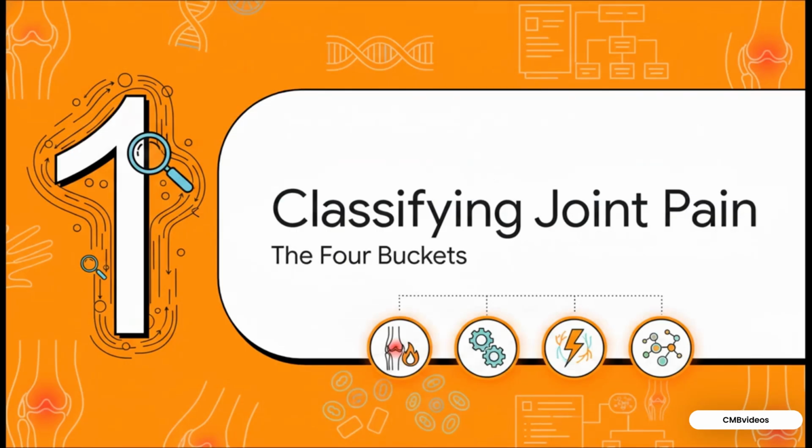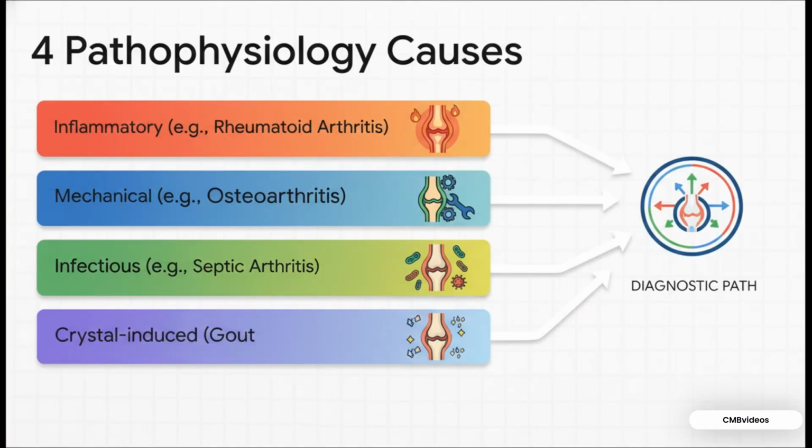Section 1. Classifying joint pain into 4 pathophysiological buckets. To solve the medical mystery of joint pain, doctors don't just guess. They have to categorize the pain based on its underlying pathophysiology. And the crucial point here is that a patient's joint pain usually falls into one of 4 main buckets.